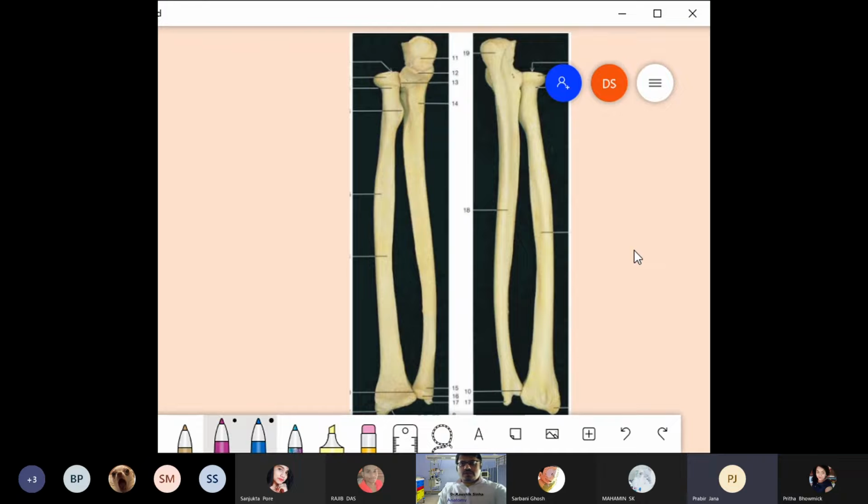So which one is the radius and which one is the ulna? Bone number 1, is that the radius or the ulna? Ulna, sir. Okay, yes, so sir, you are trying to say that bone number 2 is the radius, right? That is what you are trying to say.